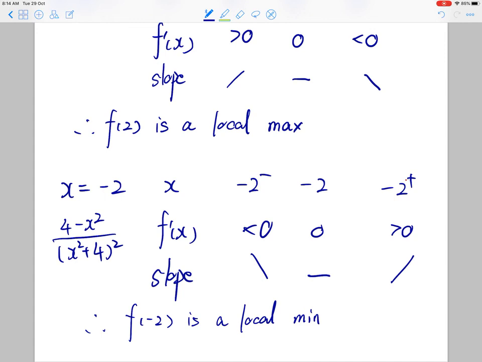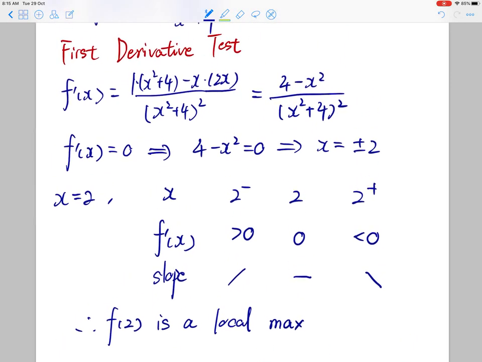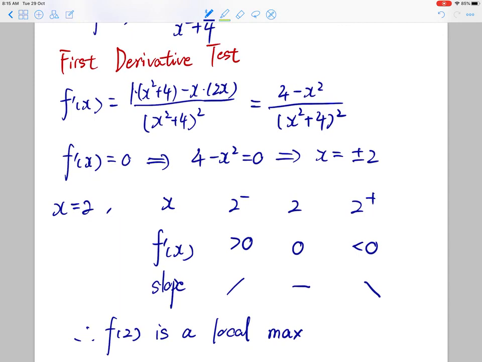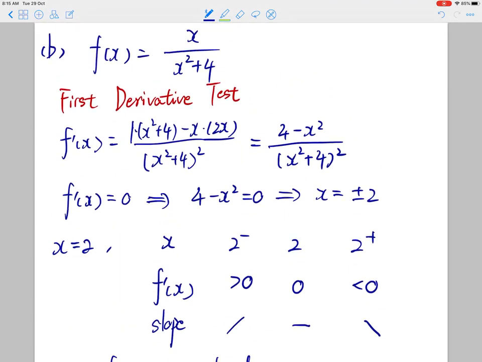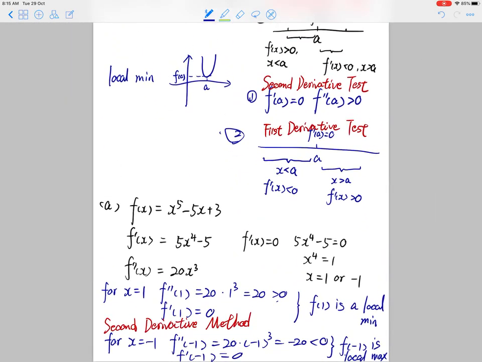So let's check, is there any mistake? Okay, I don't think there's any mistake.